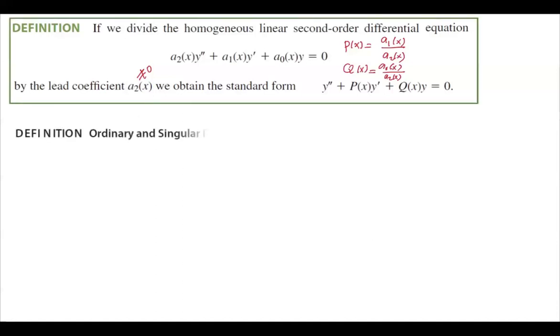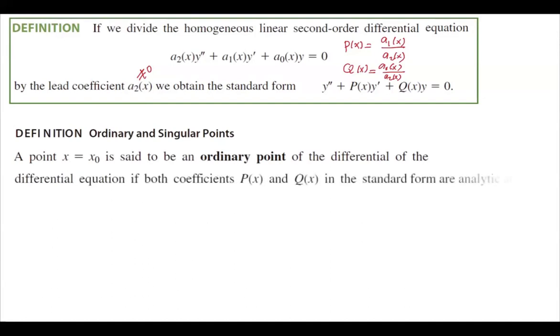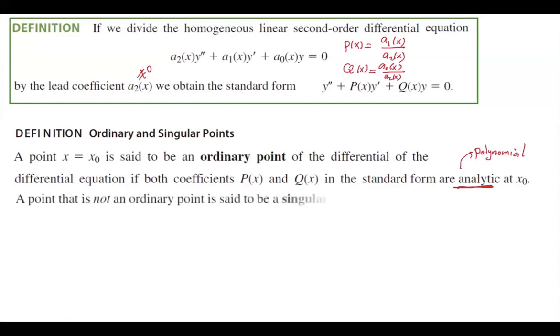Another definition was ordinary and singular points. A point like x sub 0 is said to be an ordinary point if both p(x) and q(x) are analytic at x sub 0. What's the meaning of being analytic at x sub 0? It means that both of them have power series representation. Any types of polynomials are basically analytic at any point. Any point that is not an ordinary point is called a singular point.